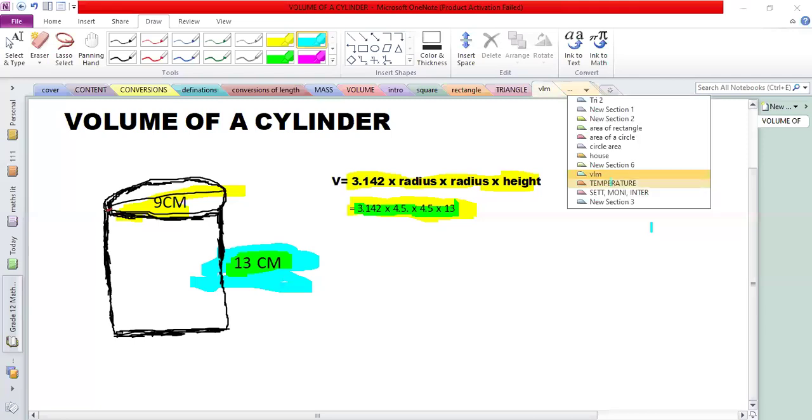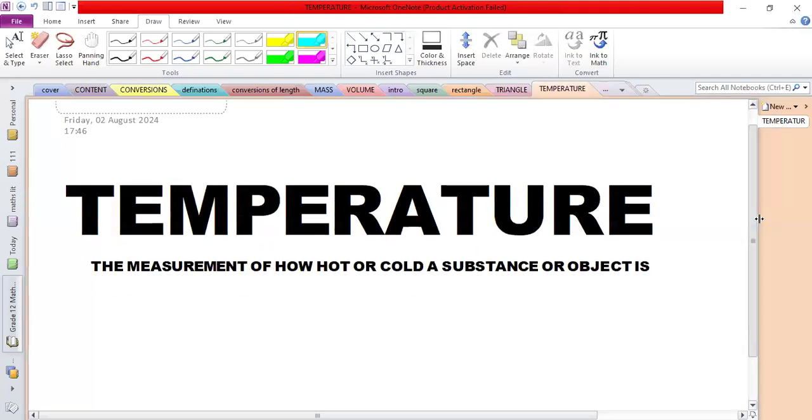Class, let's discuss temperature before we close this session. This is very simple. Temperature, you can take notes here. You can take a screenshot here. You can also take a screenshot here.